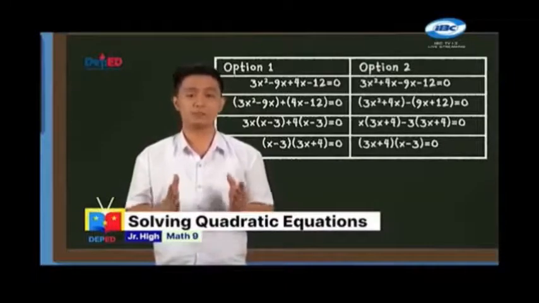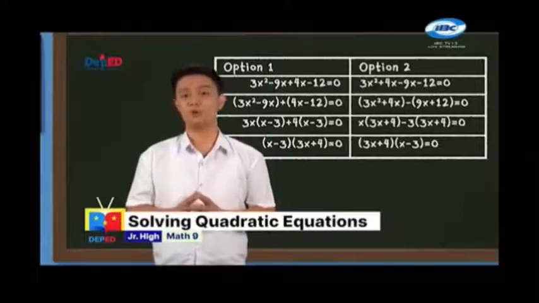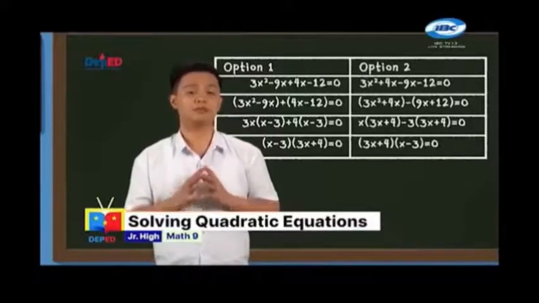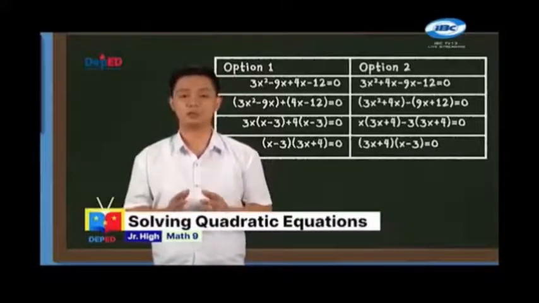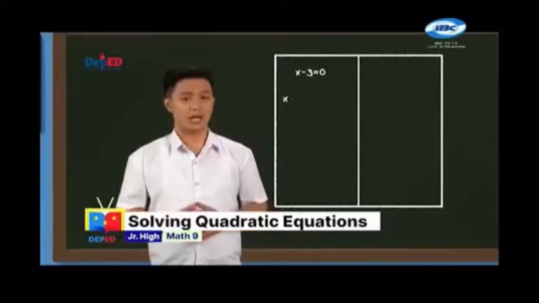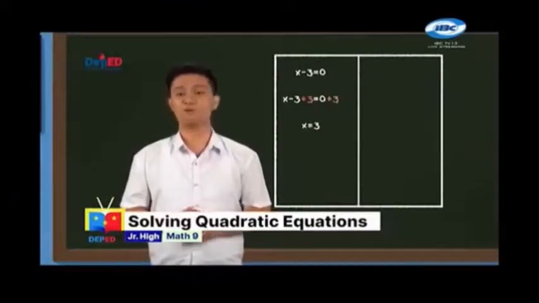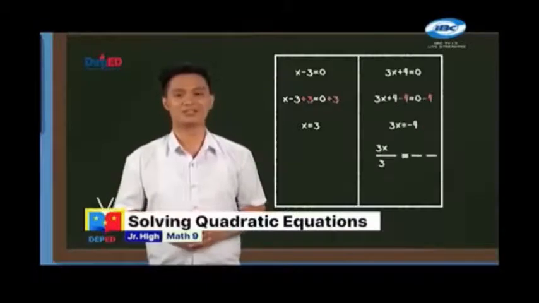You would see that both options lead to the same factored form, although the factors are just of different orders, which is not an issue since multiplication is commutative. We can now apply the ZPP and solve for x to determine the roots of the equation.